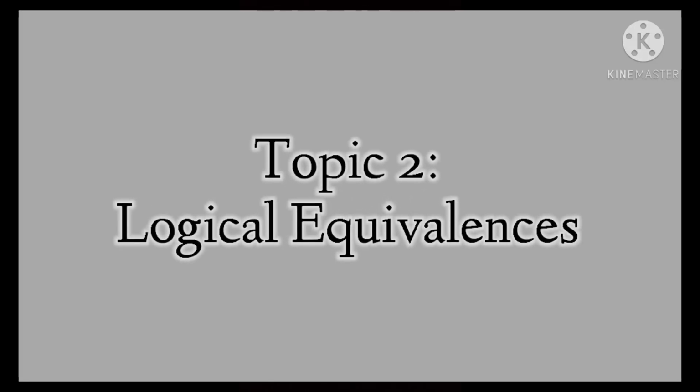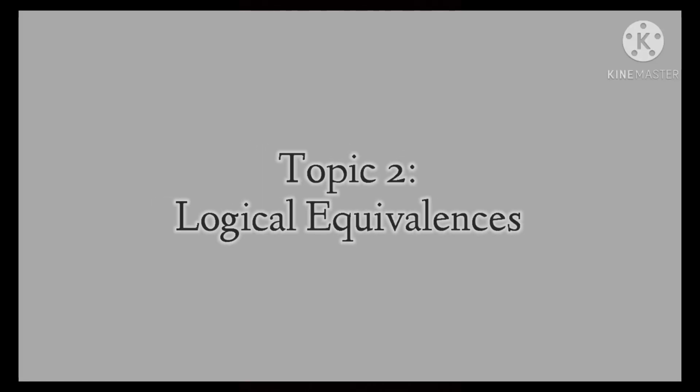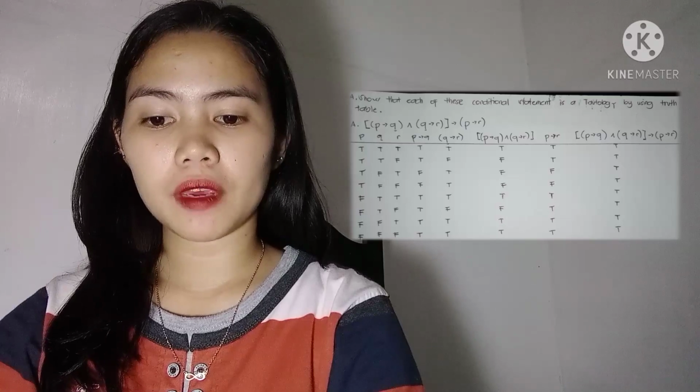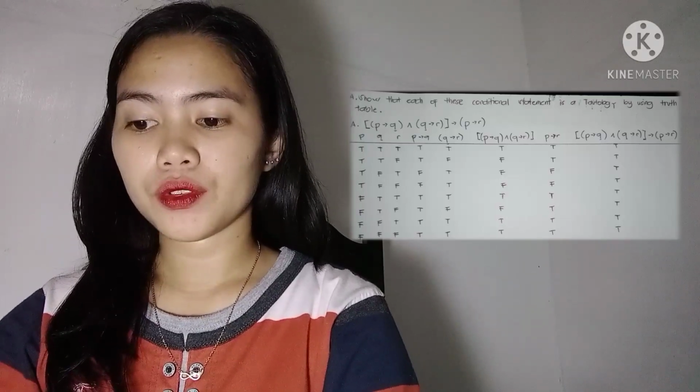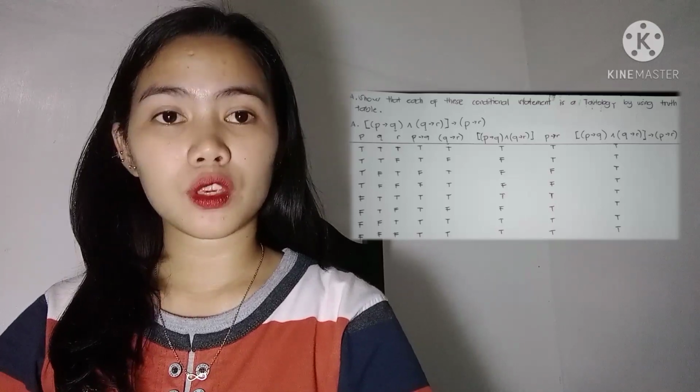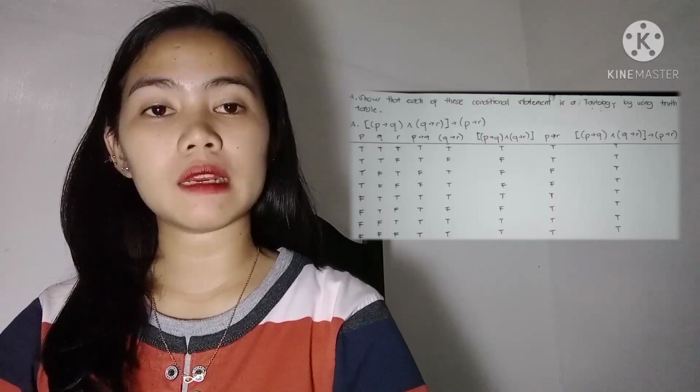Topic 2. Logical equivalences. Two statement forms are called logically equivalent if and only if they have identical truth values for each possible substitution for their statement variables. So, number 1. Show that each of these conditional statements is a tautology by using a truth table. The conjunction of P implies Q, then Q implies R, and negation P implies R.